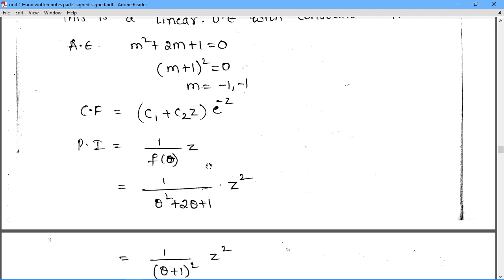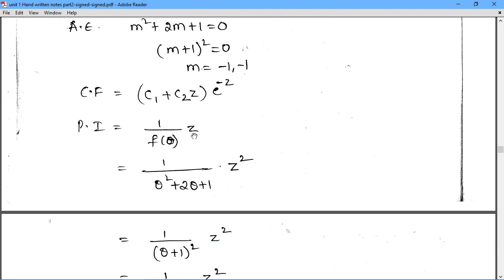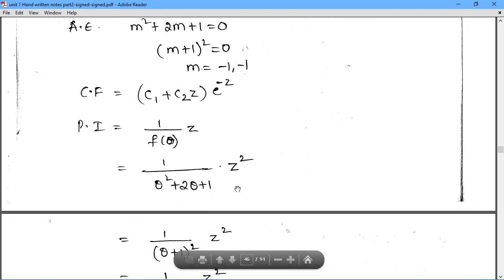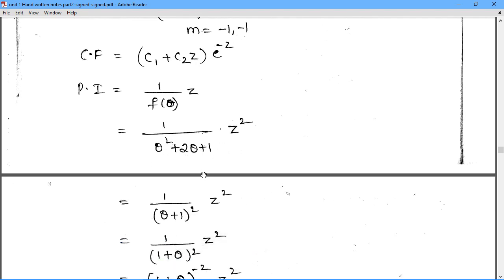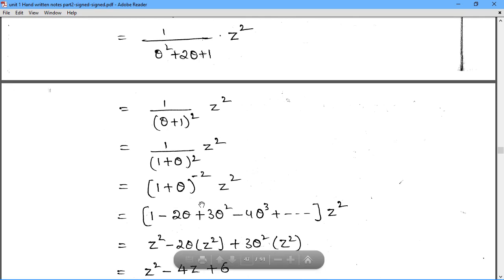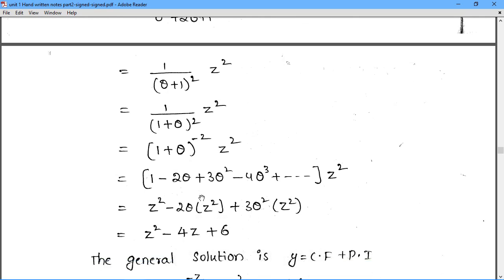Now, the particular integral formula is 1 by f of theta into capital Z. But what is f of theta here? The left side expression, that is theta square plus 2 theta plus 1. Capital Z is z square. Now theta square plus 2 theta plus 1 can be written as theta plus 1 whole square, which can be written as 1 plus theta whole square. So 1 by 1 plus theta whole square can be written as 1 plus theta whole to the power of minus 2.